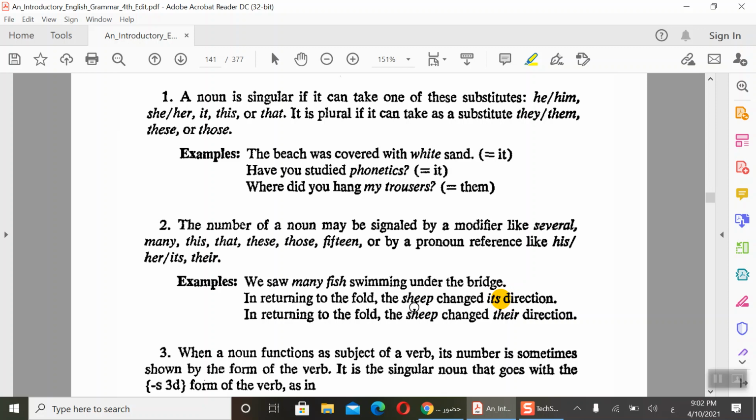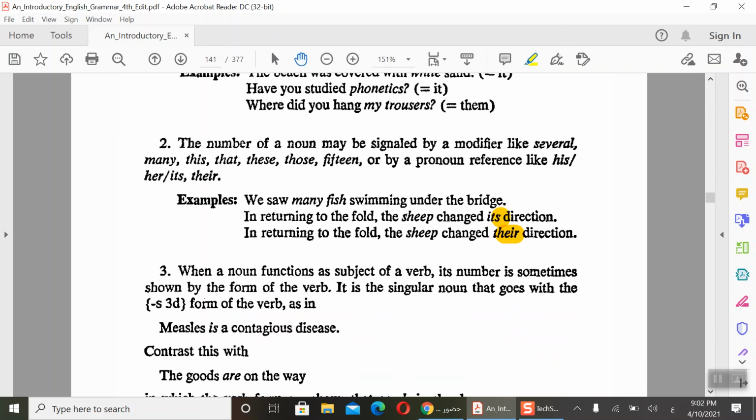So the sheep here is singular. Why? Because we have its. And here the same: the sheep changed their direction. You know that sheep can be singular or plural. Sheep, zero suffix, if you remember this. So here the sheep is plural, but there it is singular. From the pronoun we can know whether it is singular or plural.